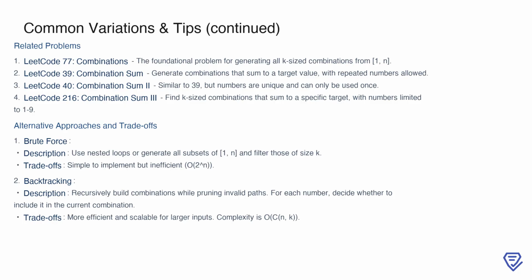Now, when considering approaches, brute force is the simplest but least efficient. This method involves either using nested loops or generating all subsets and filtering the ones of size k. It's easy to implement but has a time complexity of 2 to the power of n, which doesn't scale well for larger inputs. A more efficient approach is backtracking, where you recursively build combinations, deciding at each step whether to include a number. This approach is much faster, with a complexity of O(C(n, k)), and is the most common method for solving these types of problems.